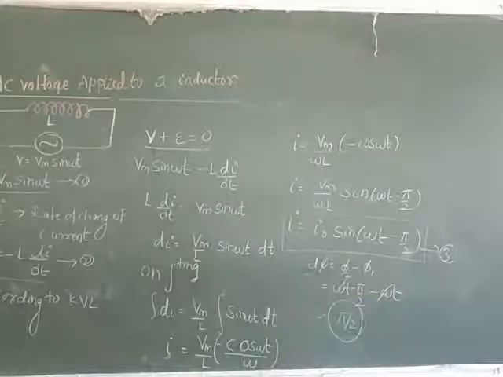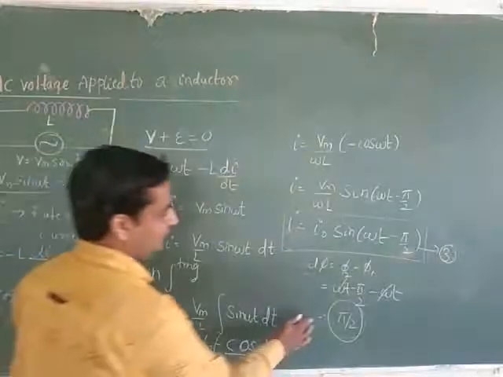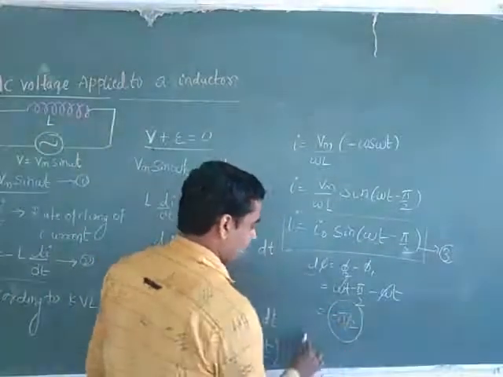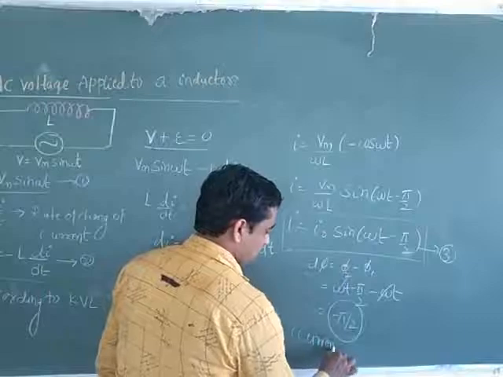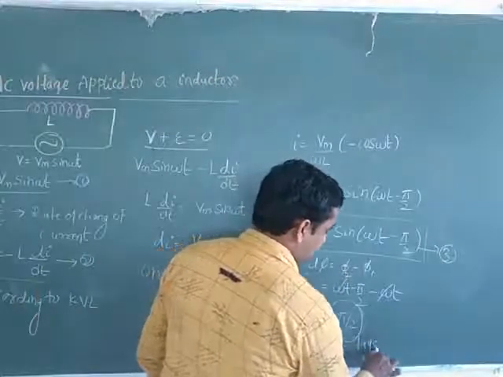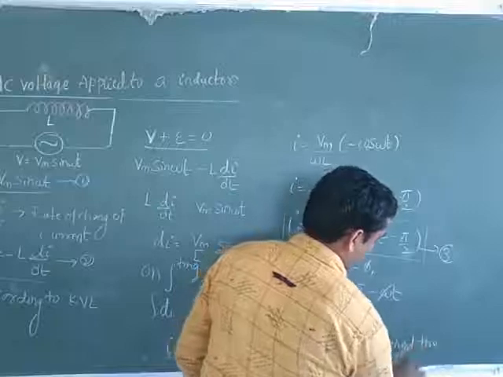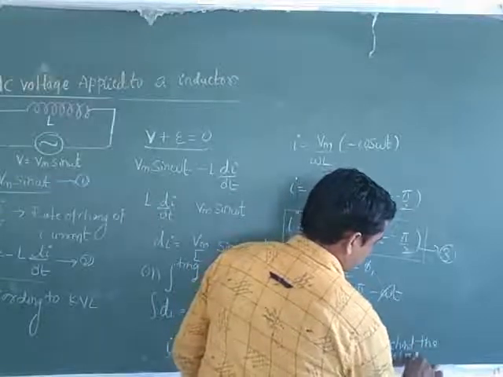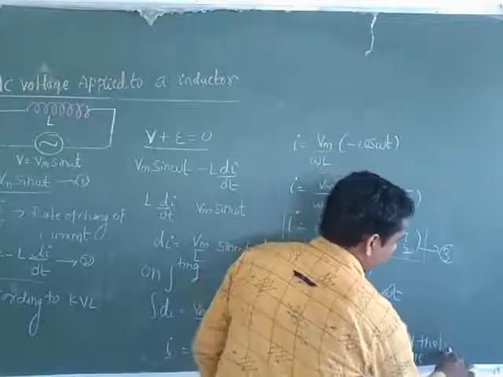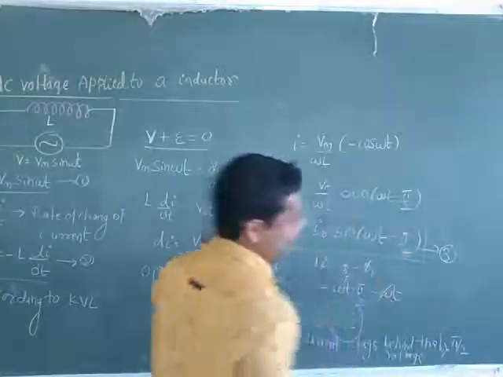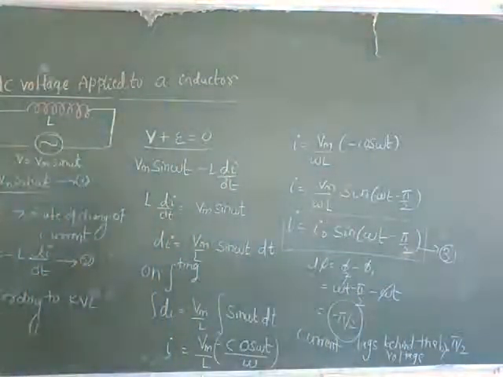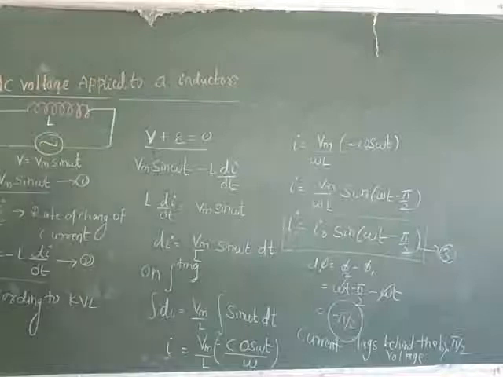Therefore, the current lags behind the voltage by an angle of pi by 2, right? Here, current lags behind the voltage by an angle pi by 2, right? So now we can draw the phasor diagram for this. When AC voltage is applied to an inductor, you can draw here the phasor diagram.